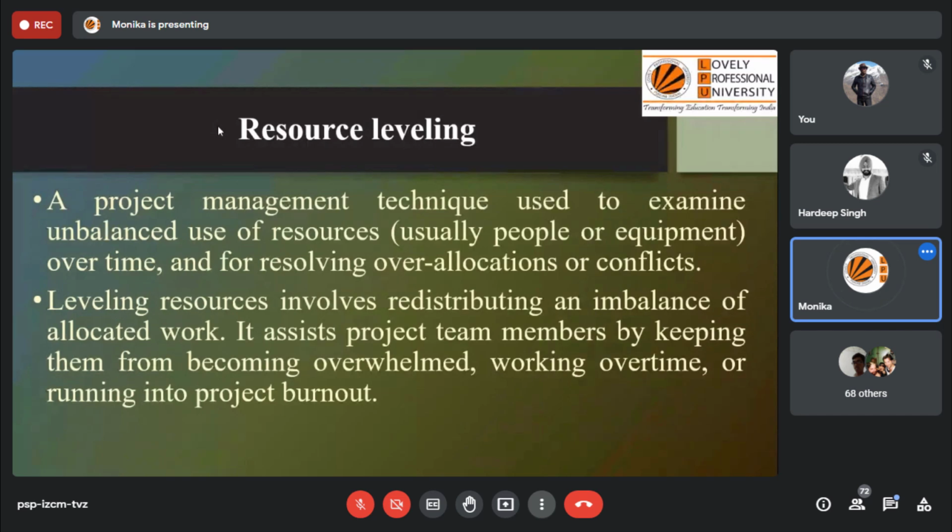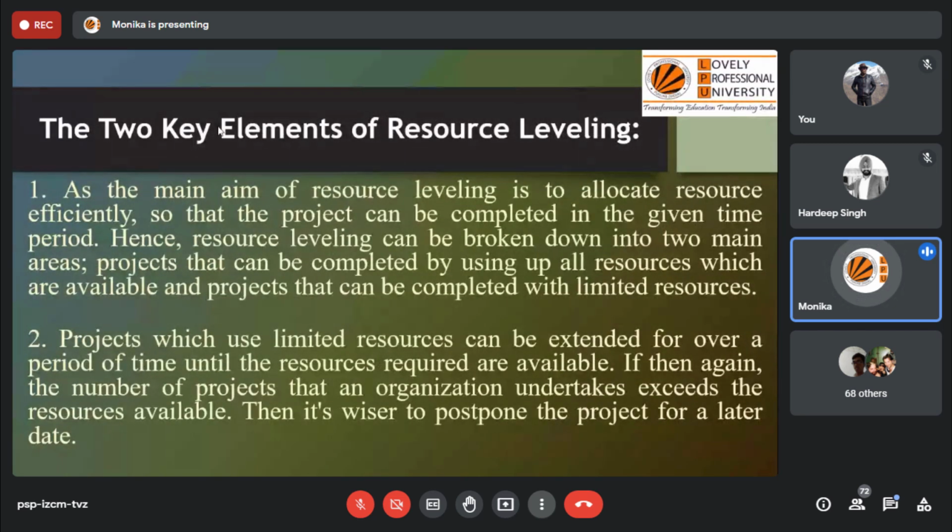All right. So these two factors we always need to consider while we are considering the balance of resources. The main aim of resource leveling is to allocate the resources efficiently, right? So the project can be completed in the given time frame. Resource leveling can be broken down into two main areas. The first one is a project that can be completed by using all resources which are available, and the second is a project which can be completed within limited resources.